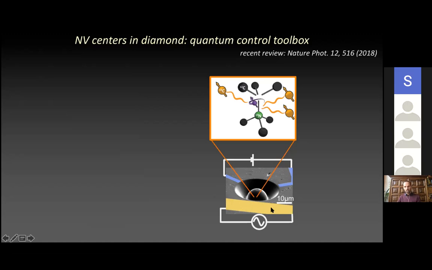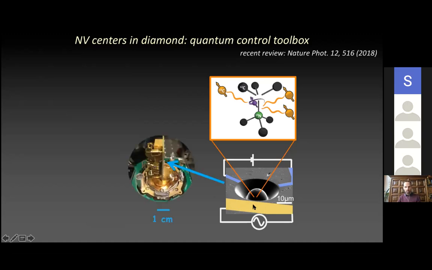Now you also see here this is actually a gold strip line that we can use to apply microwaves to. And if these microwaves, I will get to that later. So let me first say how this is incorporated onto a sample holder.